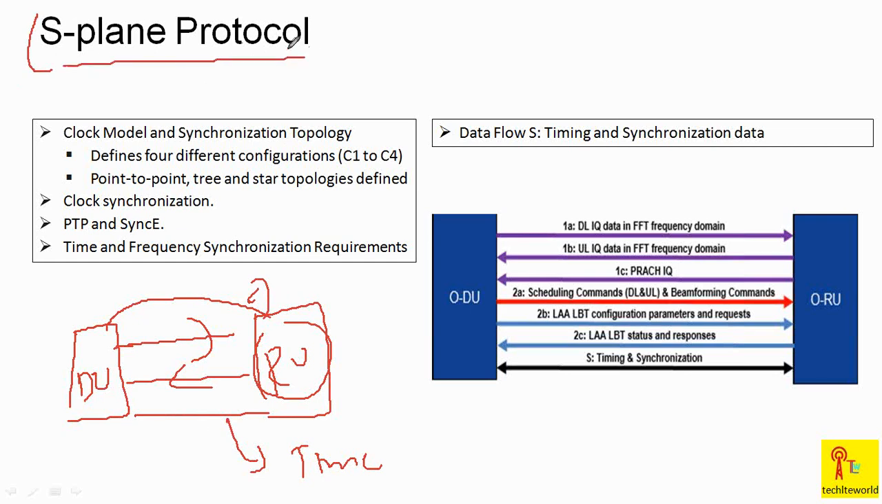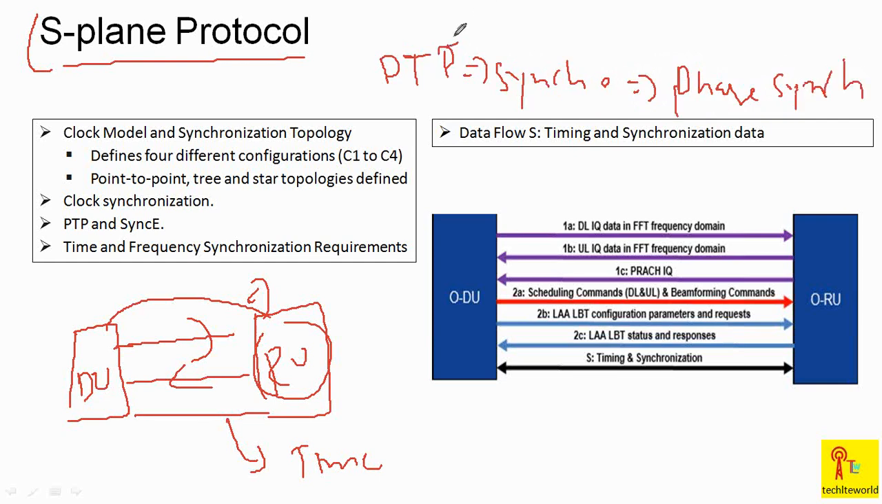this S-plane protocol, right? S-plane basically means synchronization plane. So there are two types of synchronization. Two protocols we are using for synchronization, PTP and SyncE. So SyncE is basically for phase synchronization, and PTP is for timing synchronization. So for phase synchronization and timing synchronization, actually we just trigger one pulse, right? This pulse is called pulse per second, one pulse per second. So that pulse is taken.